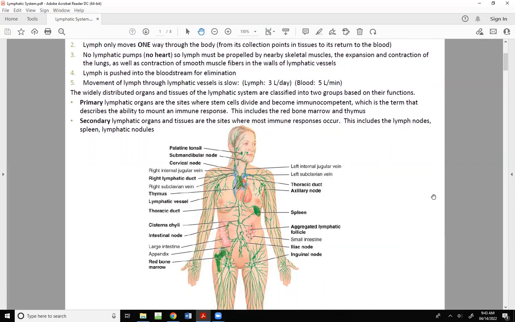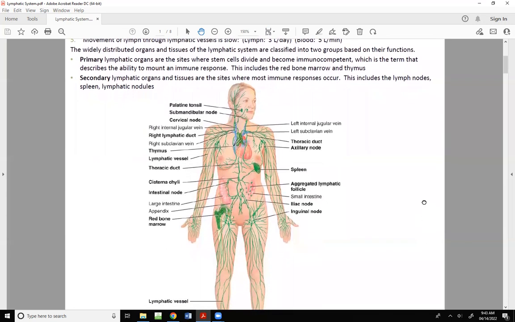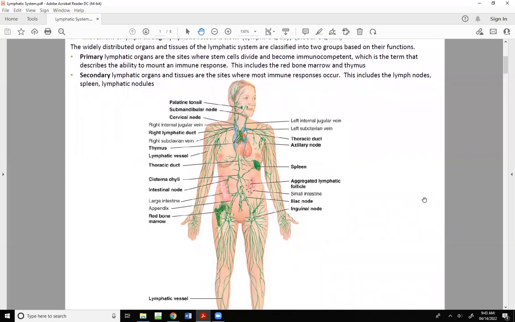That's a different situation than what the cardiovascular system has. And then the movement of lymph is very slow relative to the flow of blood. For example, at rest, we're pumping about 5 liters per minute of blood, and that number can go way up into the 20s during exercise, whereas we're only pumping about 3 liters per day of lymph, and that's obviously significantly less than the amount of blood, even just in a minute.